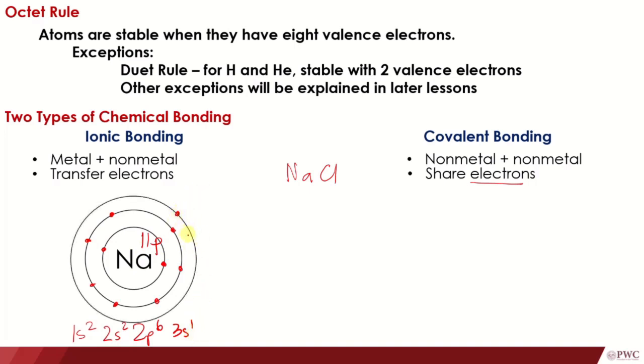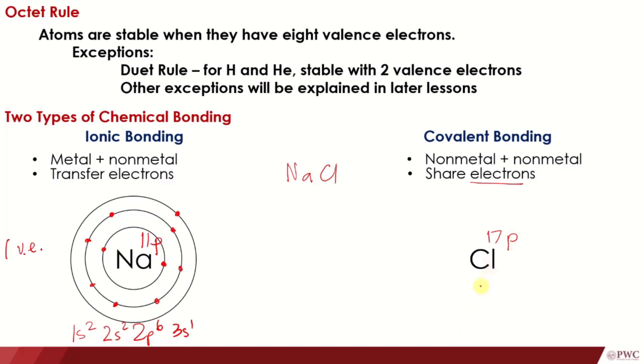So this electron here is the valence electron. Again, valence electrons are the outermost electrons. These electrons are found on the outermost energy level of an atom. So in this case, sodium has 1 valence electron. How about chlorine? Chlorine has an atomic number of 17. It means 17 protons and also 17 electrons.